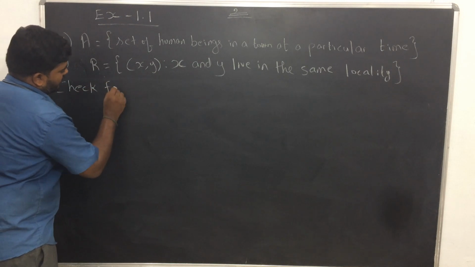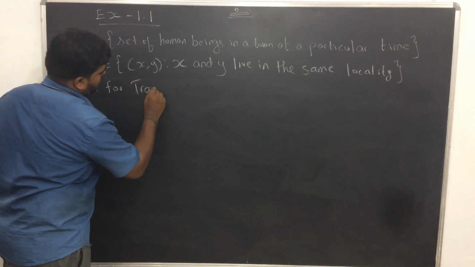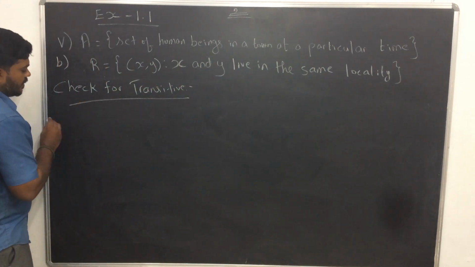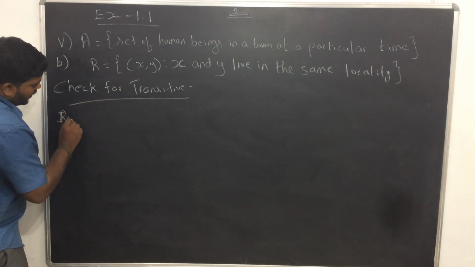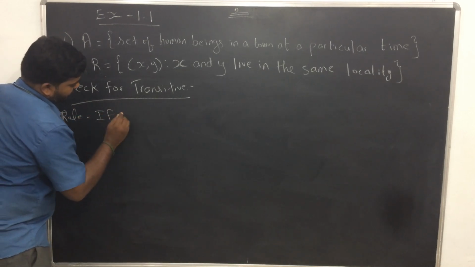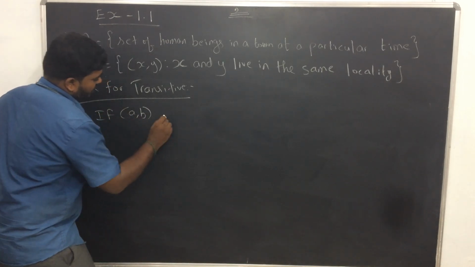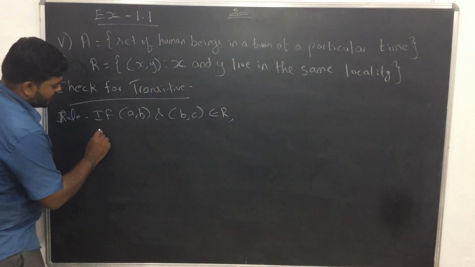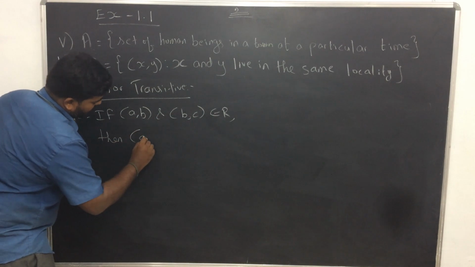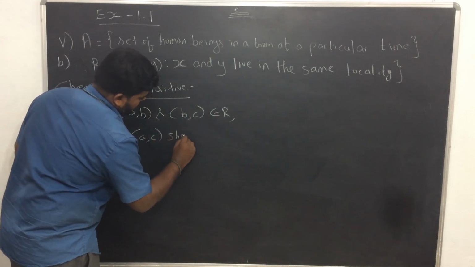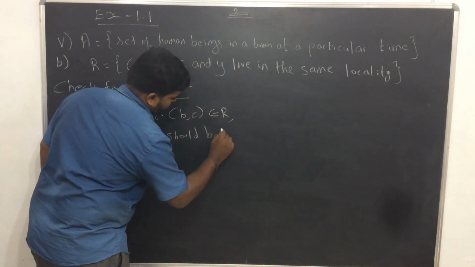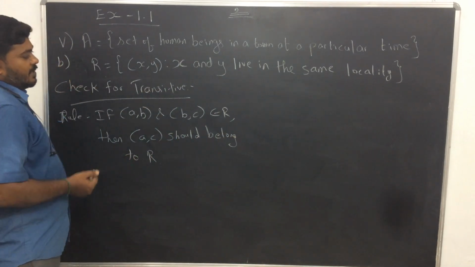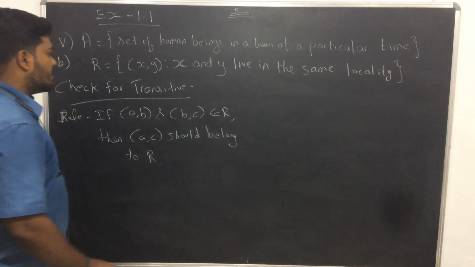Let's check for transitive. Again, this is also very simple. What is the rule for transitive? The rule is if A comma B and B comma C belong to R, then A comma C should belong to R. So this is the rule for any relation to be proved to be transitive, right? So now let's start.